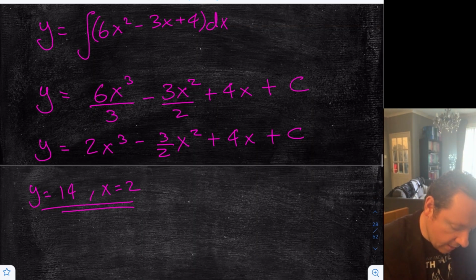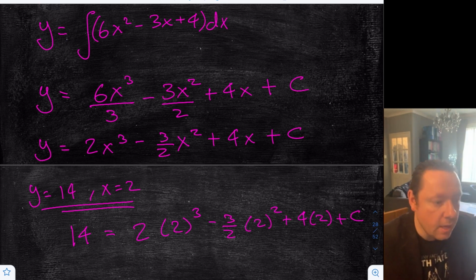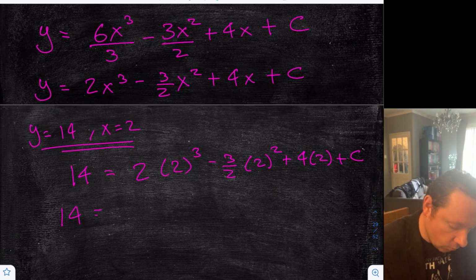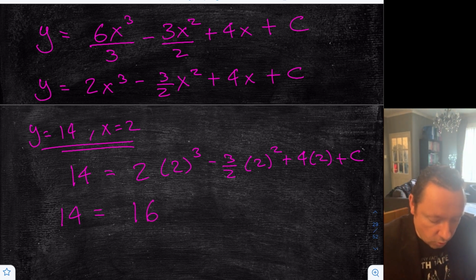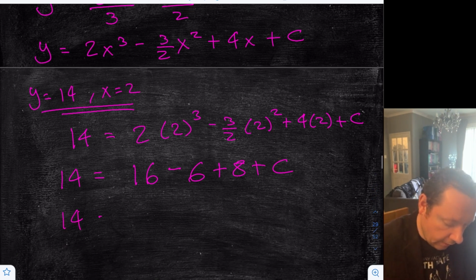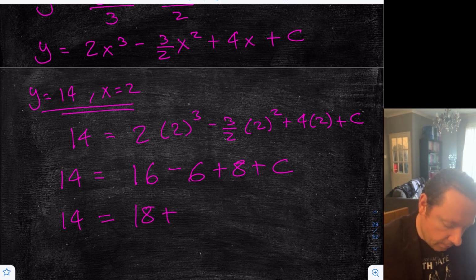So we can sub it in to get 14 equals 2 times 2 cubed minus 3 over 2 times 2 squared plus 4 times 2 plus c. Now this is a non-calculator paper, so you just have to do this all manually. So 14 equals 2 2s are 4 times 2 is 8 times 2 is 16. 2 2s are 4 divided by 2 is 2 again. 2 3s is 6, so that's 6. 4 2s is 8, and then we get a c. 14 equals 16 minus 6 is 10, 10 add 8 is 18 plus c, and therefore c must equal -4.